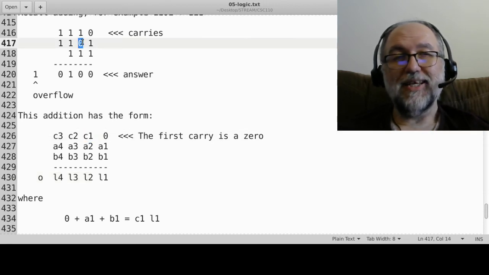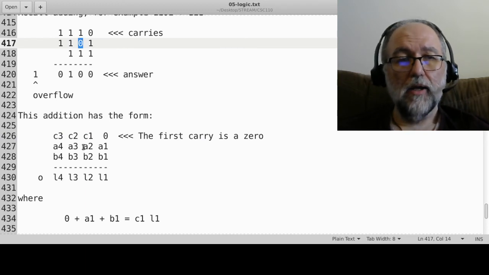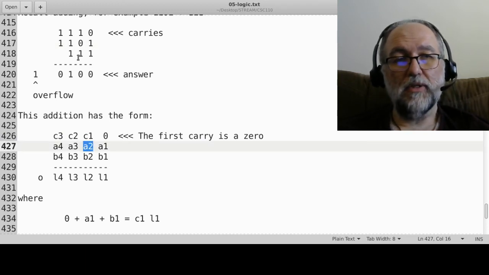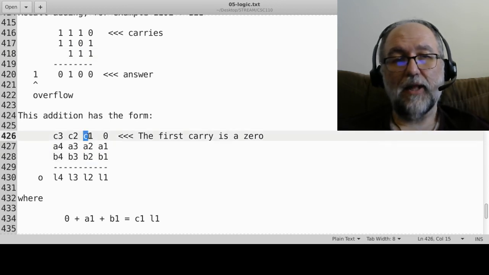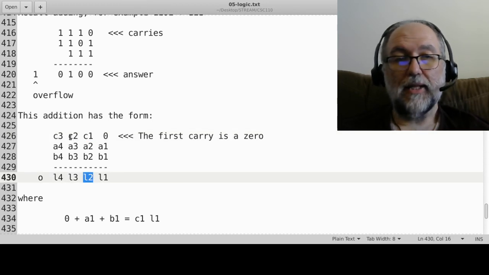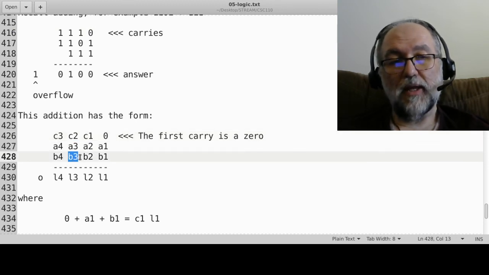And then there's the second bit of the first number, and I'll call that A2, and there's the second bit of the second number, I'll call that B2. And when I add that together with the carry from the first addition, I'm going to get L2, and that's going to have a carry C2 up here. There it is there. Okay, and then I'm going to add C2, A3, and B3.